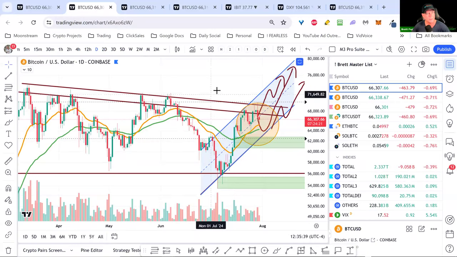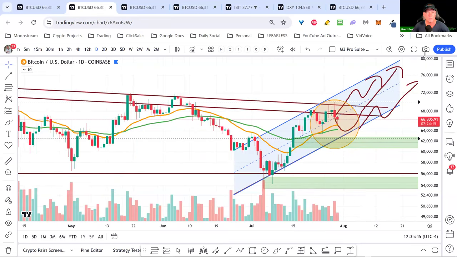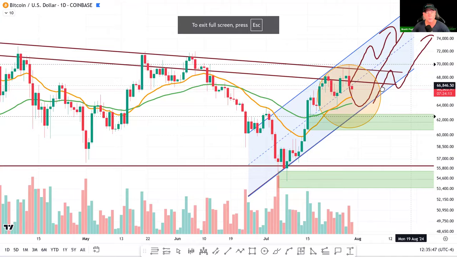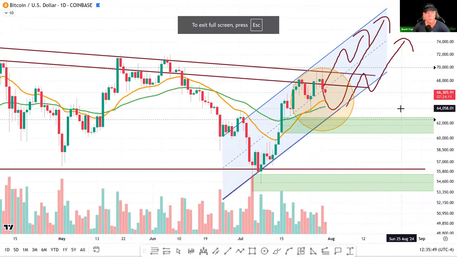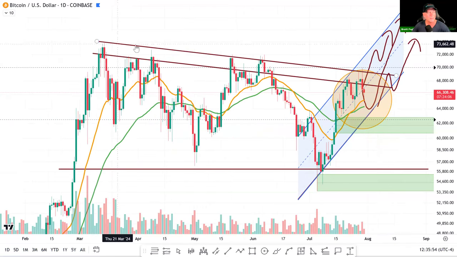So moving right along here, I have a Bitcoin chart here on the daily. So here's my daily chart on Bitcoin. We'll start there. I know many of you have questions about that. And there's a number of ways to look at this, and that's what you don't want to hear. But on the bearish side, we have this downward sloping.